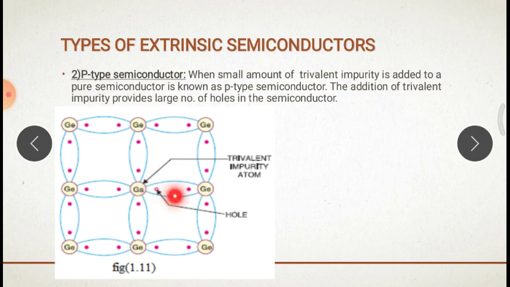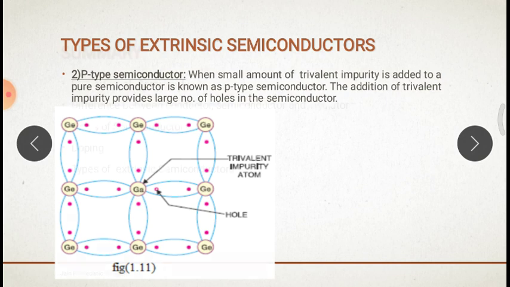When one hole is created, an electron will try to jump from another atom to fill the hole. Again there will be a new hole, and this vacancy will be filled by other electrons. So like this, hole movement will take place. Because of this, the resulting current is called the hole current. It is positively charged. It will accept the electron, so it's called a hole. This type of semiconductor is called a p-type semiconductor. Here we are adding the trivalent impurity atom.